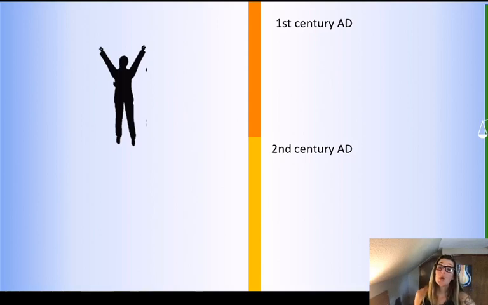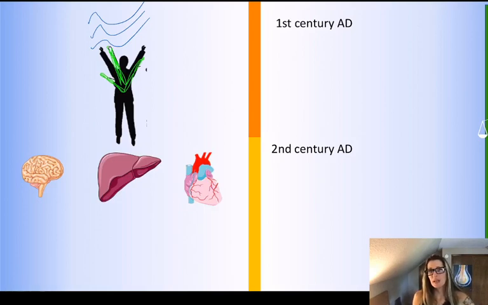He also believed that the human body took in air. Air came in to the human body and then was filtered by the brain, the liver, and the heart.